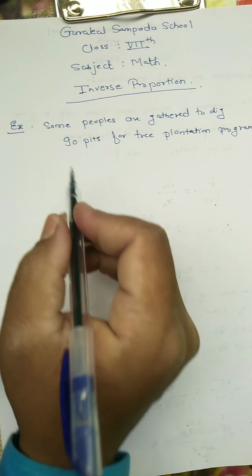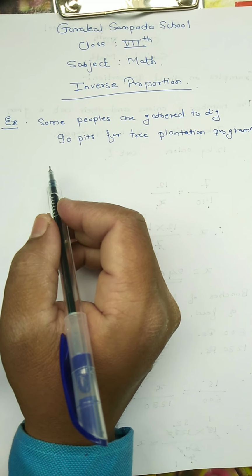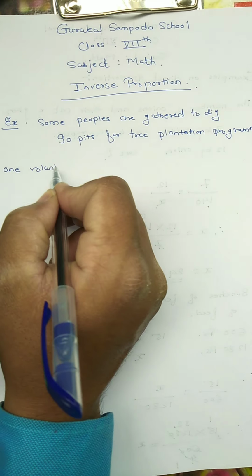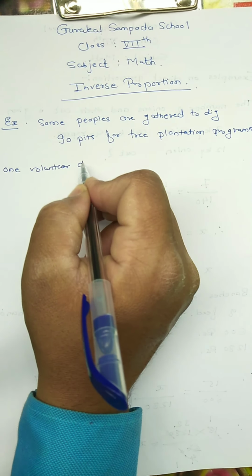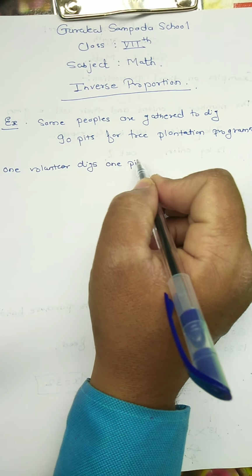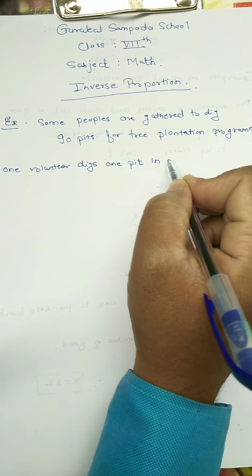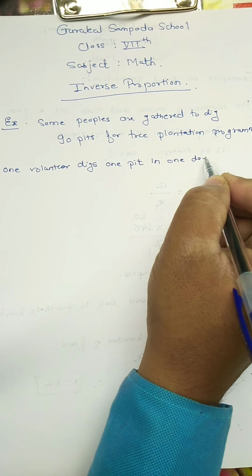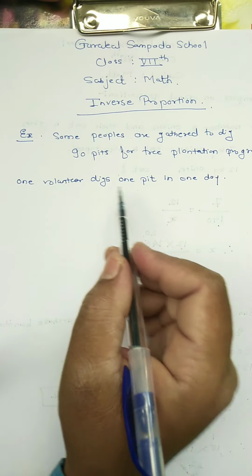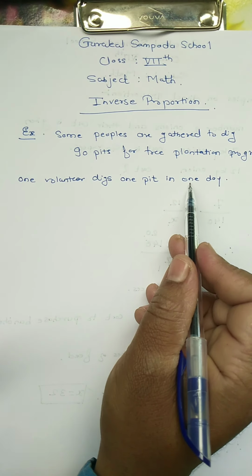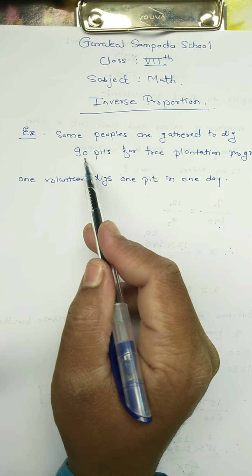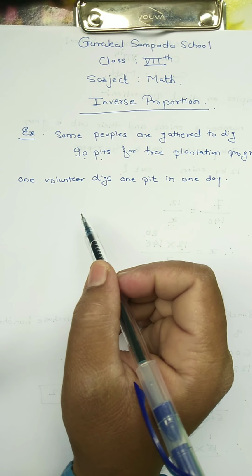Now, one volunteer digs one pit in one day. So if one volunteer digs one pit in one day, how many total pits are there? 90 pits. So 90 days will be required.